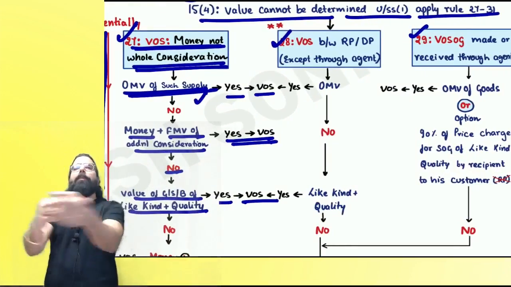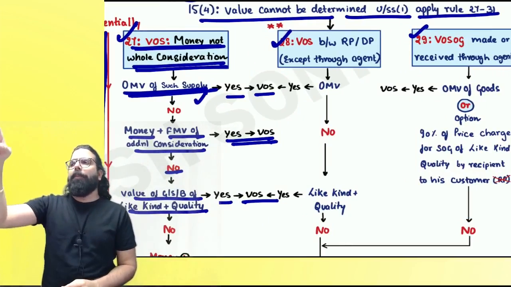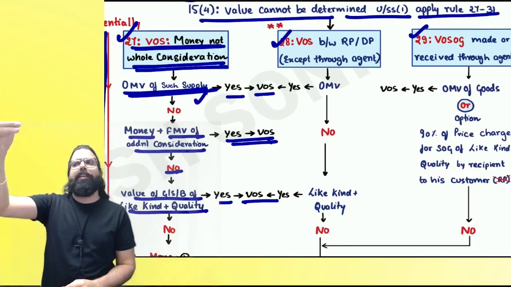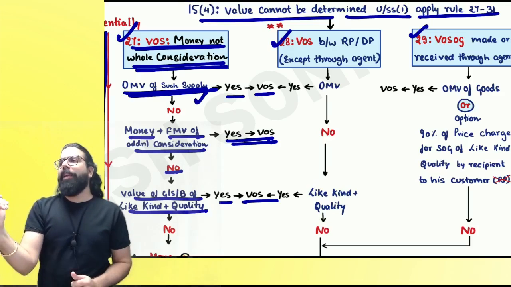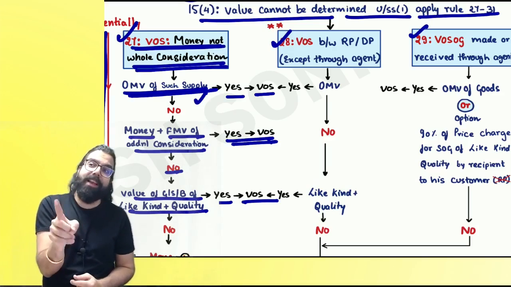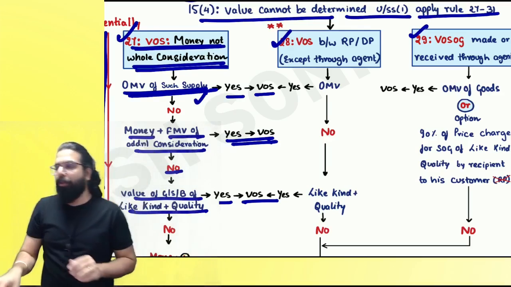So what did I tell you, people? I told open market value. If that is not there, then money plus fair market value of additional consideration. If that is not there, then like kind and quality. If that is not there, then money plus the value of additional consideration by applying 30 and 31. Can I go ahead, everyone?